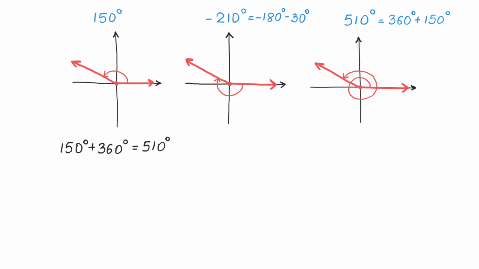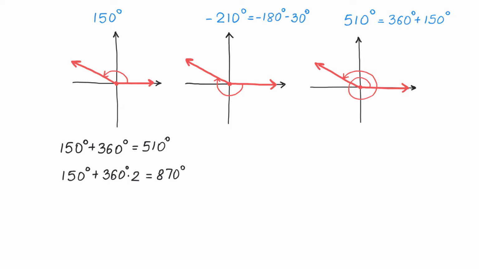And we already know that 510 degrees is coterminal with 150 because it has the same initial side and the same terminal side. We can also take 150 degrees and add 360 degrees twice, or 360 degrees multiplied by 2. Then we will get an angle that measures 870 degrees.